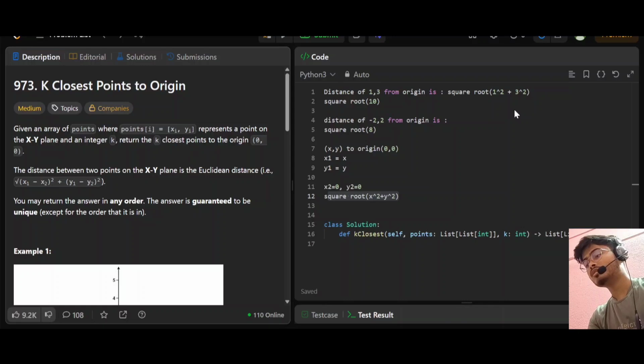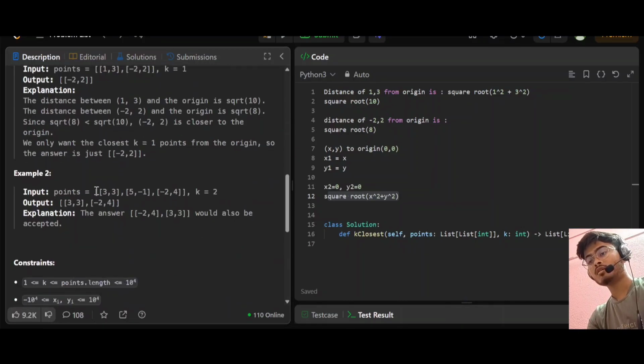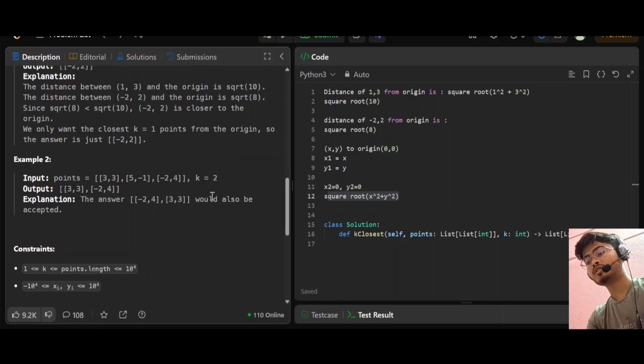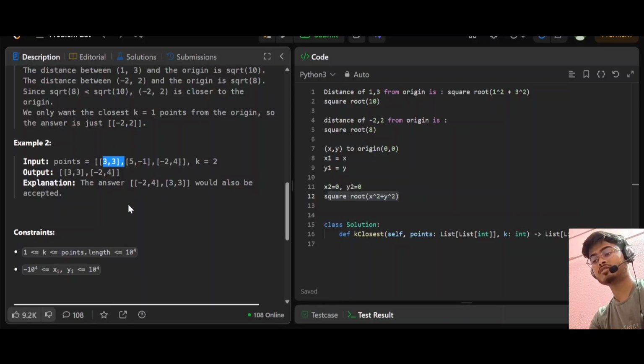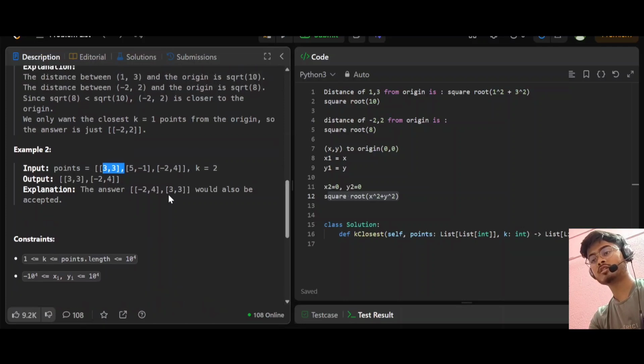For example, suppose we have the points 3 comma 3, 5 comma minus 1 and minus 2 comma 4, and k is equal to 2. The square distance of 3 comma 3 will be 3 square plus 3 square. It will be 9 plus 9, which is 18. We will just remember 18.